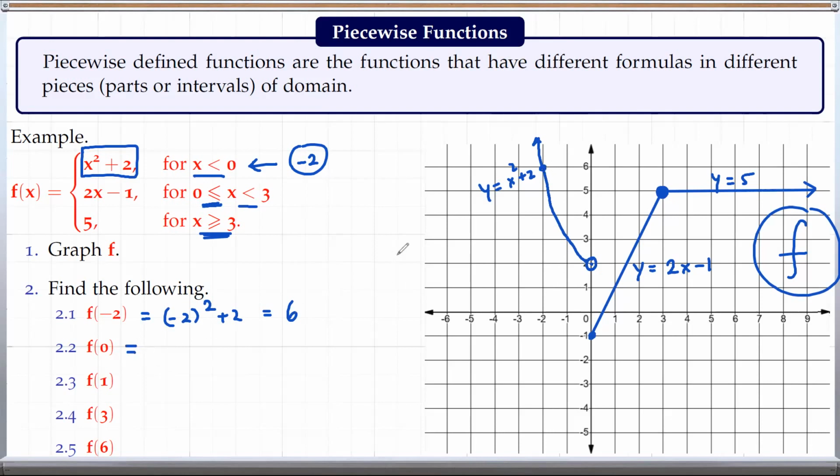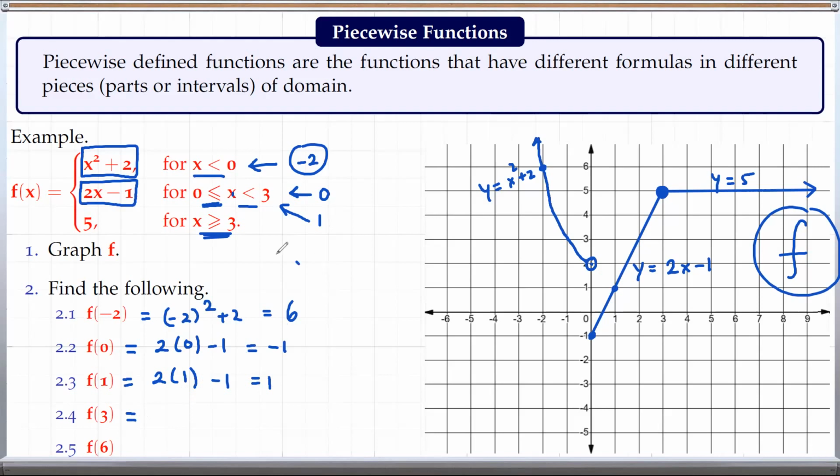f of 0. Now 0 lies in the second interval, because in the first interval x is strictly less than 0. In the second interval, x is greater than or equal to 0, so 0 lies in that interval. That means we need to use this part for the second one: 2 times 0 minus 1, which is negative 1. So f of 0 is negative 1. f of 1 also lies in that interval because it contains all real numbers between 0 and 3, and 1 is one of them. So we again use the second part of the function: 2 times 1 minus 1, which is 1. So f of 1 is 1 over here.